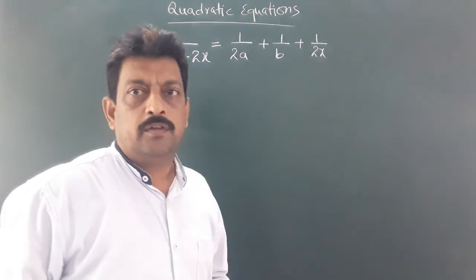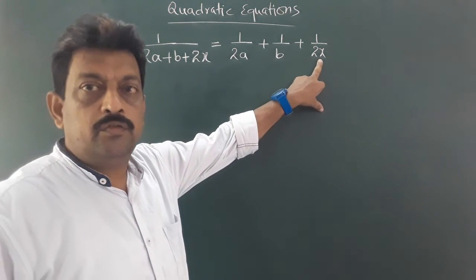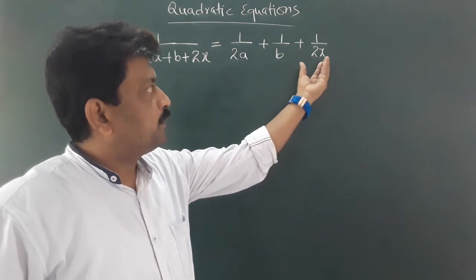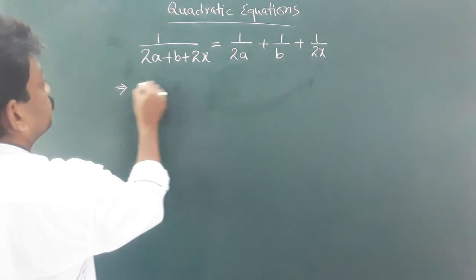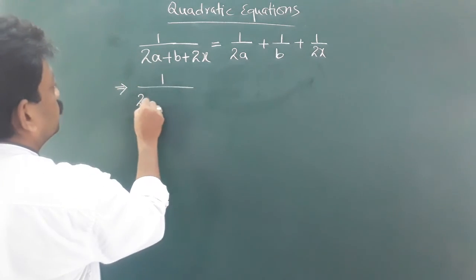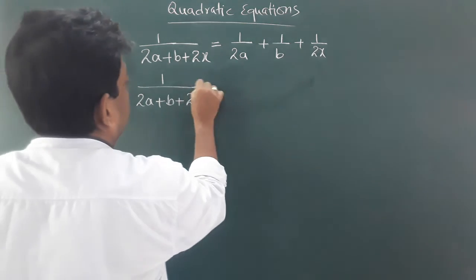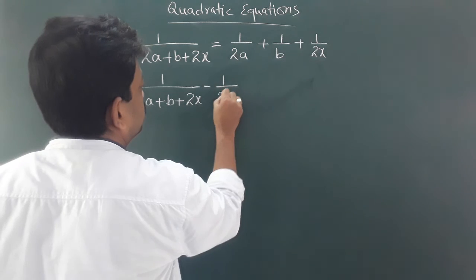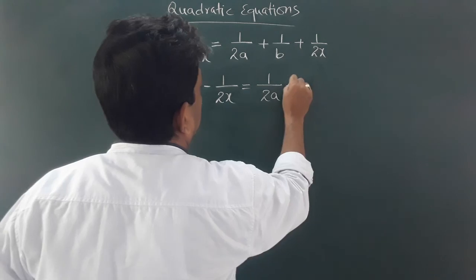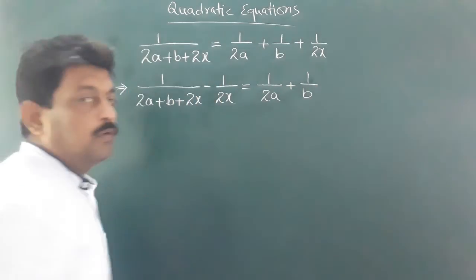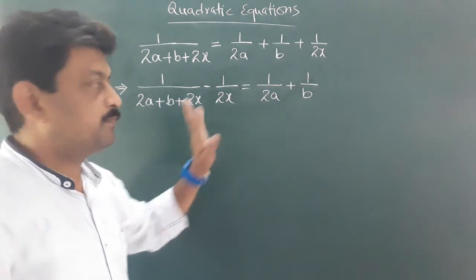So first of all, you can see that these two are constant terms and 2x is the variable. So first of all, bring this variable to the left hand side along with this. 2a plus b plus 2x minus 1 upon 2x equals 1 upon 2a plus 1 upon b. Okay, now simplify it by taking the LCM on both sides.